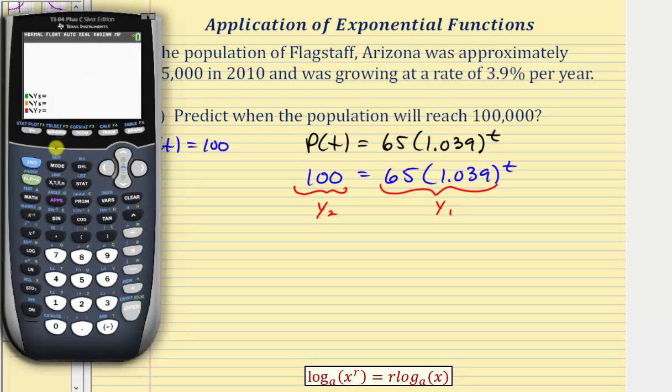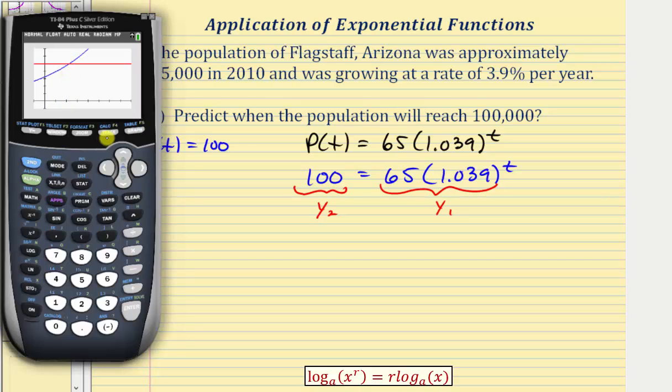We press the window key. Notice how I changed the x-axis, or the horizontal axis, from -5 to 40 by 5s, and the y-axis from -20 to 140 by 20s. Now we'll go ahead and press graph. So there's the exponential function, and here's the constant function y equals 100. And our goal here is to find the x-coordinate, or in this case the t-coordinate, of this point of intersection.